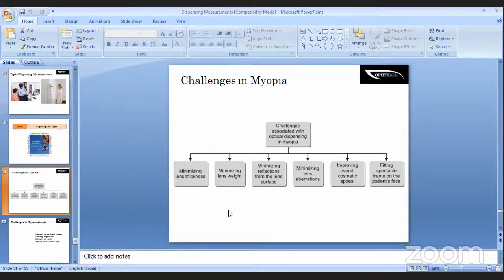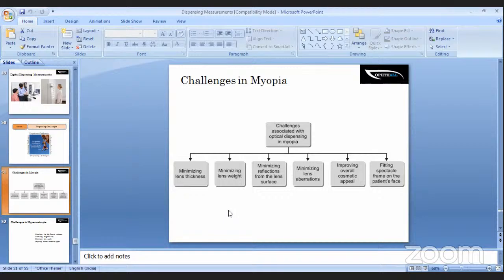So you can think about reducing the edge thickness. There are different criteria for reducing the edge thickness. You start by dispensing the higher index, number 1, and then you think of giving a smaller size, number 2. Then you also try to dispense a symmetrical shape of the frame, number 3. Combining all these 3 elements, you can really minimize the lens thickness.